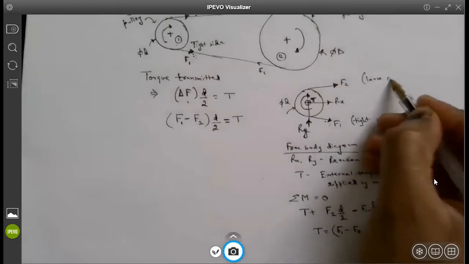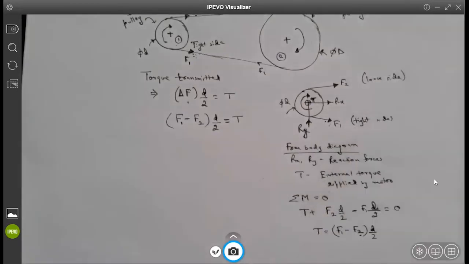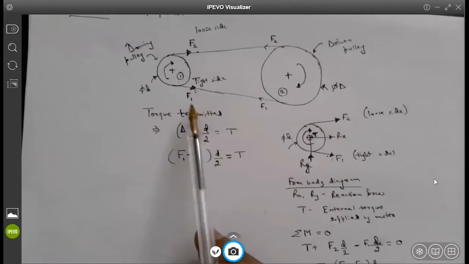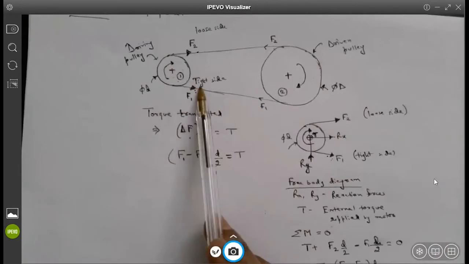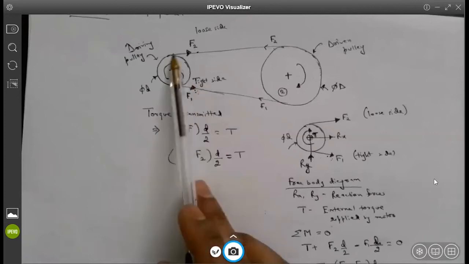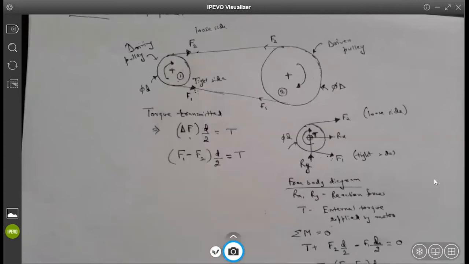So this is just a mathematical way of understanding which one is the tight side and loose side by doing the force balance and moment balance. But just by physical argument, you can see that the pulley is trying to climb on the surface of this belt, so it becomes the tighter side, and the side that leaves the surface becomes the loose side. So both arguments work in the same manner. Are you guys with me? Okay.